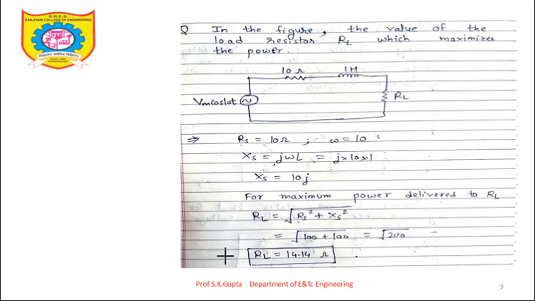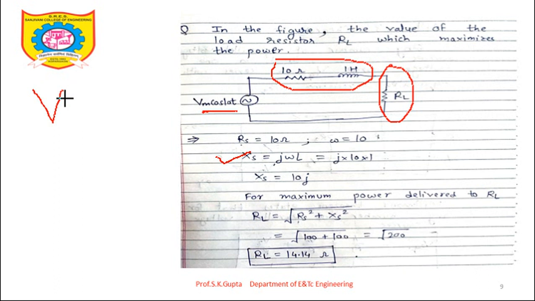Now let's see one example. In the figure, we have to determine the value of load resistor which maximizes the power. As you can see, my source impedance is a resistance plus an inductor, and we know that inductive impedance is j omega L, and the omega value is provided by the source, so it is Vm cos 10t. Our standard equation for the input is Vm cos omega t or Vm sin omega t.